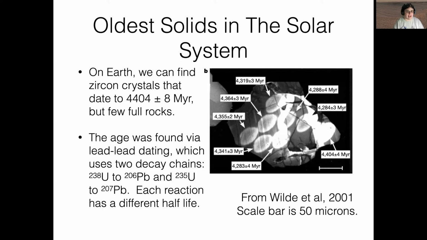Now, this process is actually something called lead-lead dating, which is two isotopes of uranium decaying to two different isotopes of lead. Uranium-238 decays to lead-206. Uranium-235 decays to lead-207. So 238 is the 4n+2 decay chain, and 235 is the 4n+3 decay chain. And each reaction has a different half-life, so it acts as a nice check.